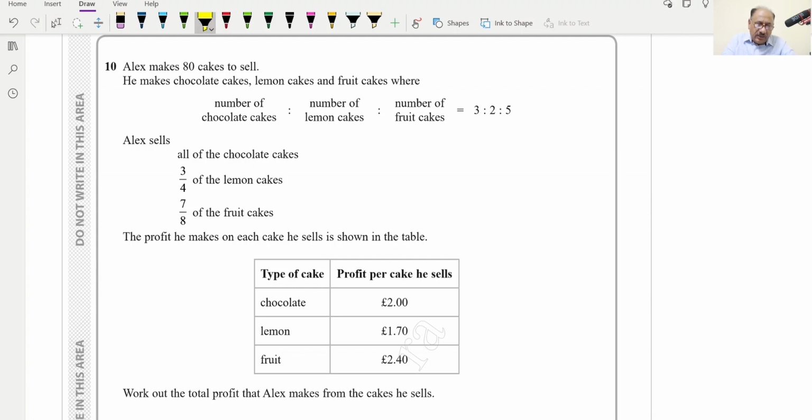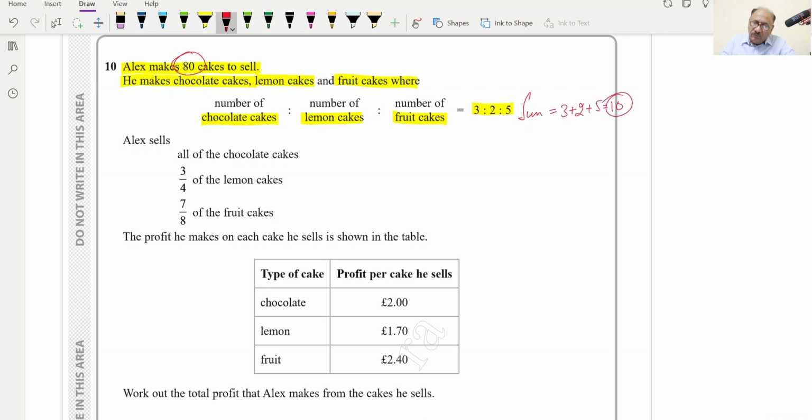Question number 10 says Alex makes 80 cakes. So 80 cakes are made. He makes chocolate cakes, lemon cakes, and fruit cakes, where the ratio of number of chocolate cakes, lemon cakes, fruit cakes is this one. Now what we can do? We can calculate the number of cakes. At this stage 80 are the total cakes, so chocolate cakes are 3 out of what? If we take the sum, sum will be equal to 3 plus 2 plus 5, which is equal to 10.